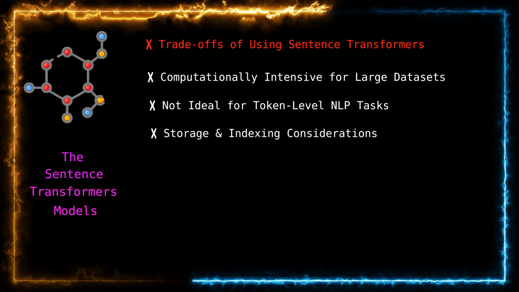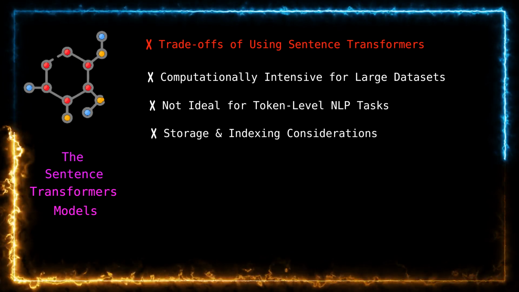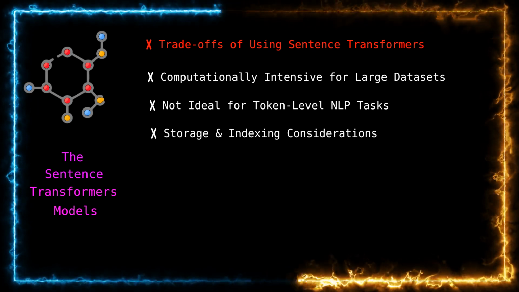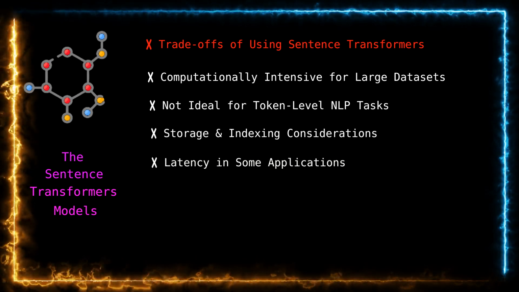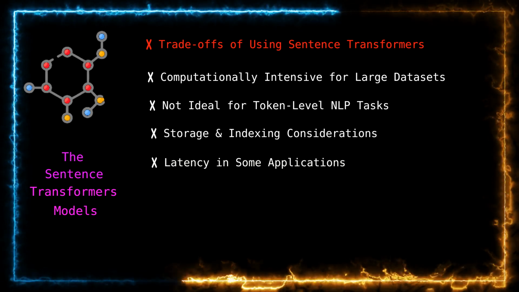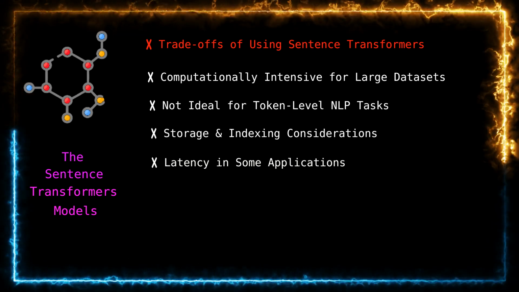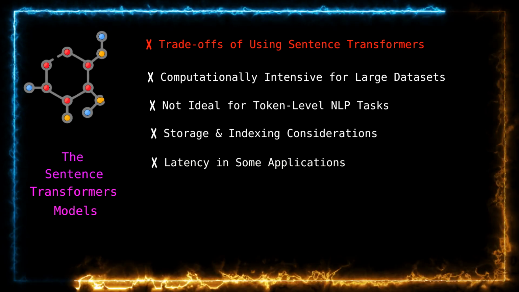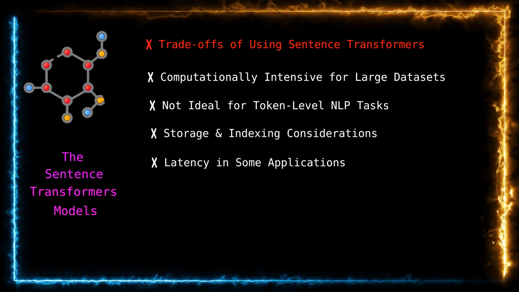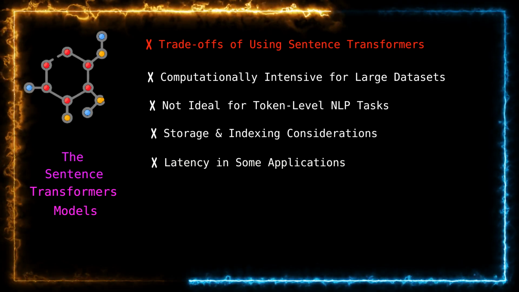Storage and indexing considerations. When deploying at scale, you will need an optimized vector database like Faiss, Pinecone, or Qdrant to ensure fast retrieval and low storage overhead. Latency in some applications. While sentence transformers are much faster than BERT, some models, especially RoBERTa-based versions, can still be slower than lightweight alternatives like MiniLM. Sentence transformers offer powerful sentence embeddings, but for large-scale applications, GPU acceleration and efficient vector indexing are essential.